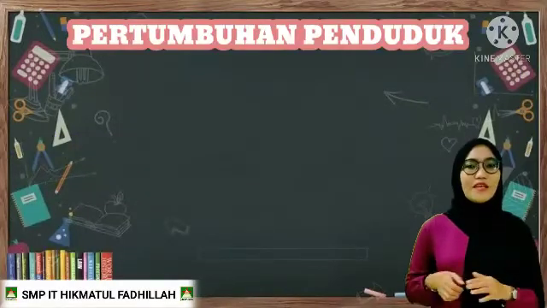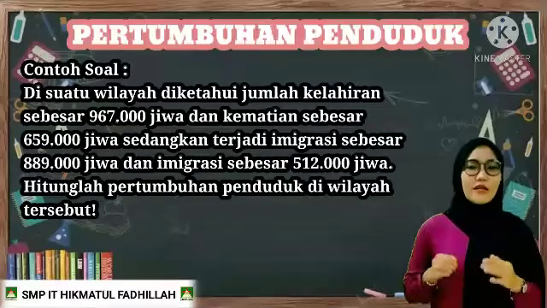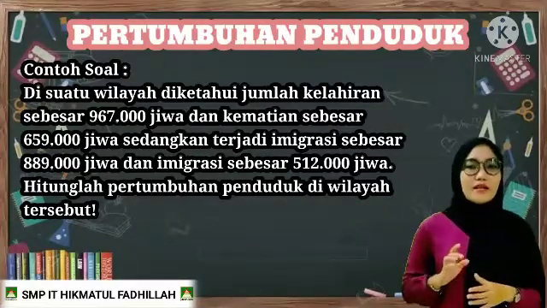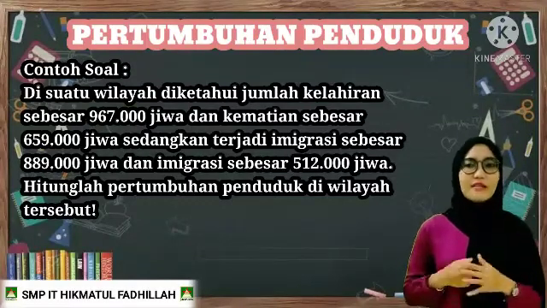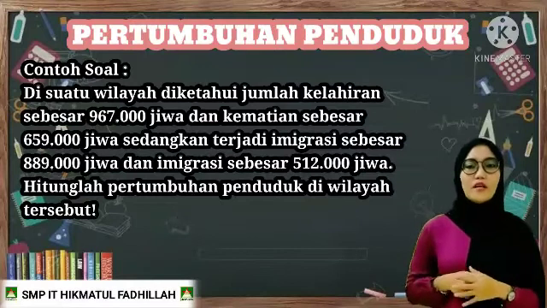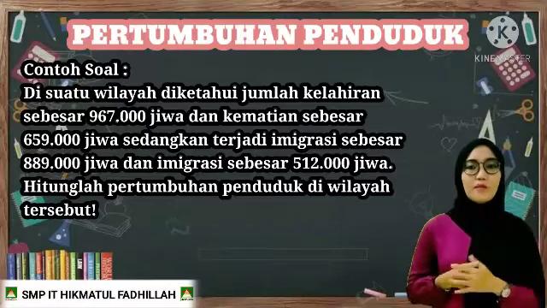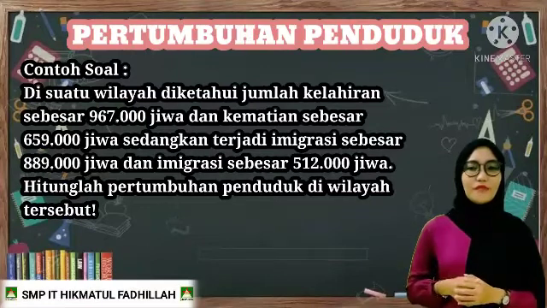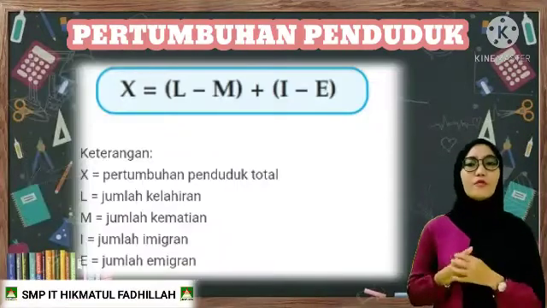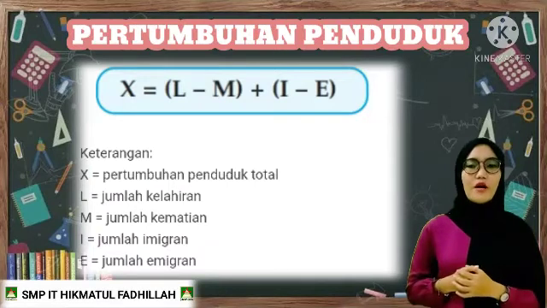Next, the example of the questions calculating population growth: in a region it is known that the natality was 967,000 and the mortality was 659,000, while there were 889,000 immigrations and 512,000 emigrations. Calculate the population growth in this area. So, the formula for the population growth is the natality minus the mortality plus the number of immigrations minus the number of emigrations.